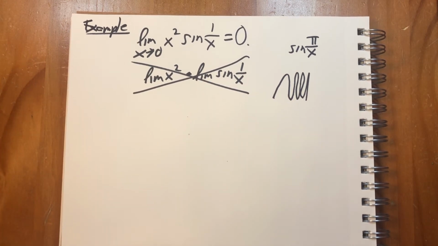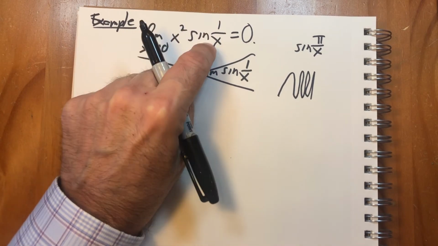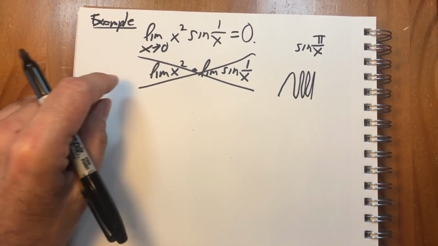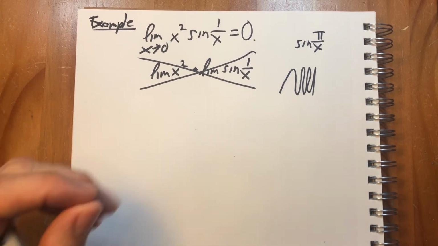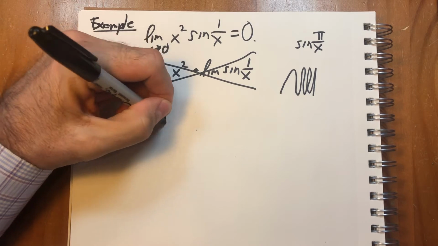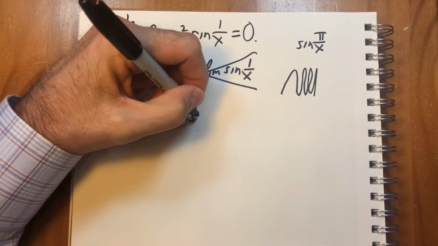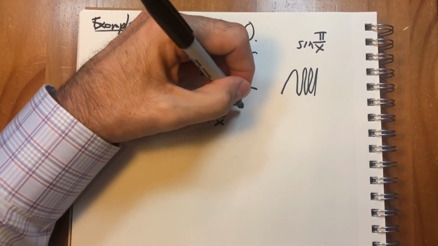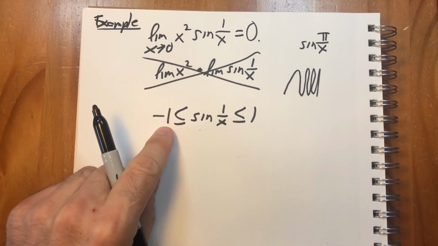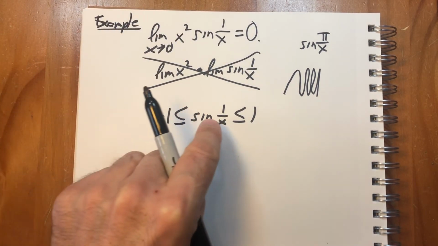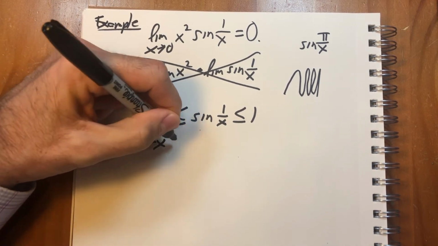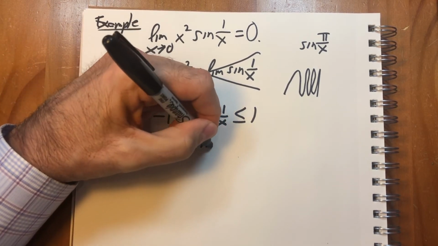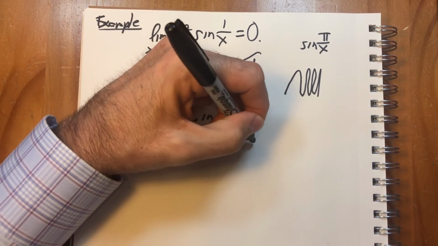This is why the squeeze theorem is so amazing, because even though this limit doesn't exist, we're still going to be able to show that this whole limit still is going to equal 0. We're going to squeeze it. So we do know that sine is always between minus 1 and 1. So if we multiply x squared throughout this, we have that minus x squared is less than or equal to x squared times sine 1 over x is less than or equal to x squared.